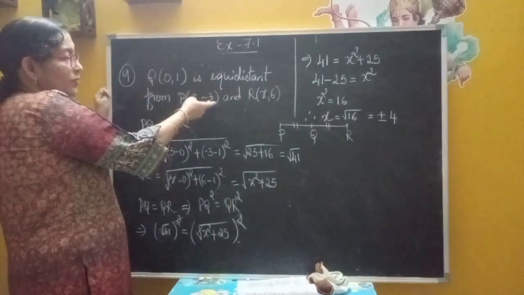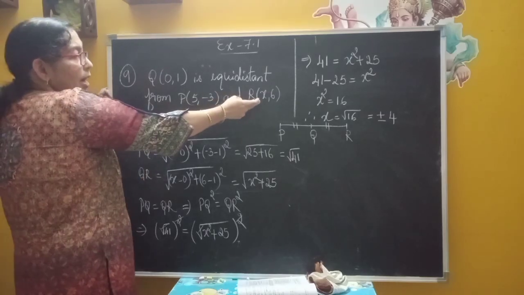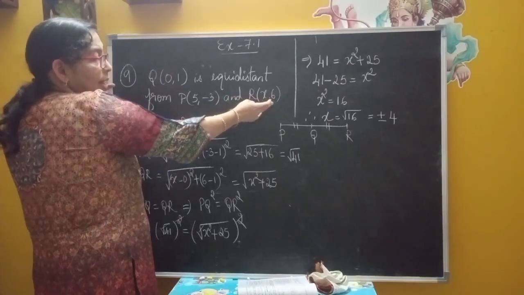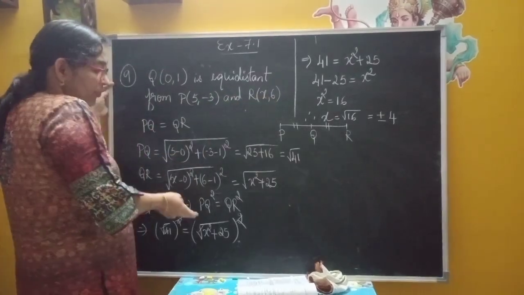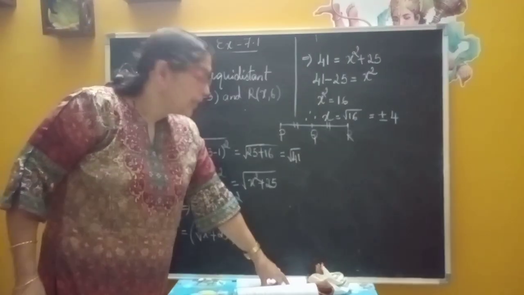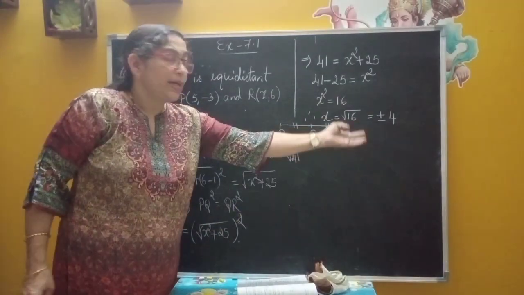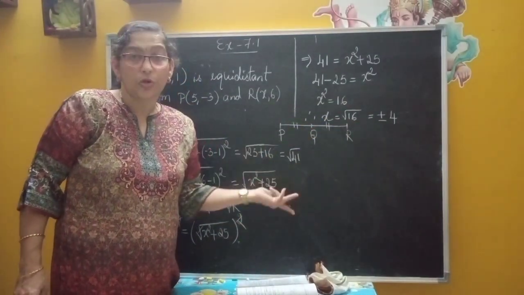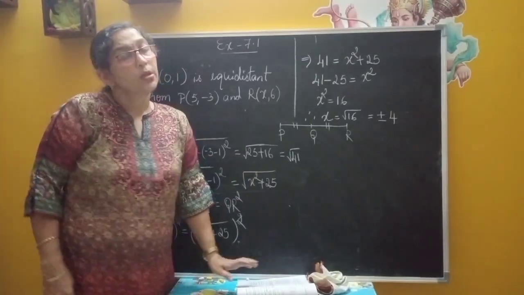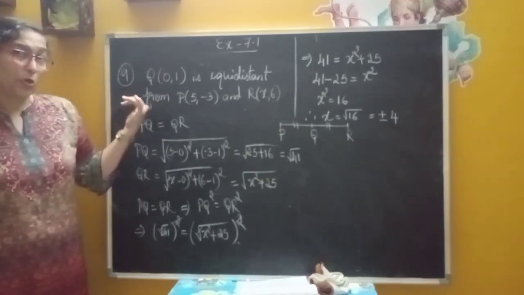Now, by substituting this value here, R is (plus 4, 6) and the other is (minus 4, 6), we can find the lengths of QR and PR. You can take minus 4 once, and plus 4 another time. So this is the 9th problem.